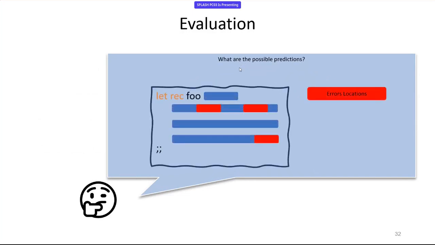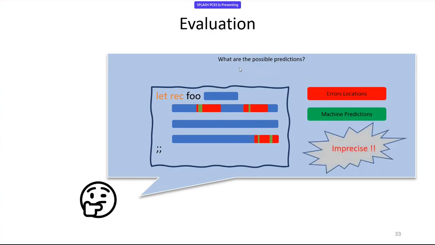Here I have blue bars to represent a general program, and the red bars are just error locations, so what we expect the model to predict for us. The first kind of predictions made by the model could be these thin green bars. We think this set of predictions is not precise because it covers only a very small portion of the error locations. So we don't want to evaluate these predictions to a very high score.